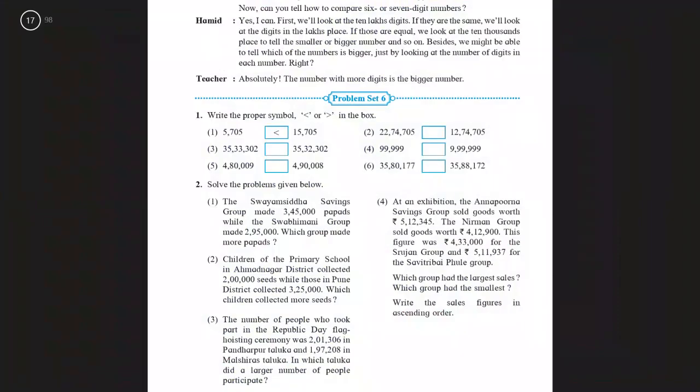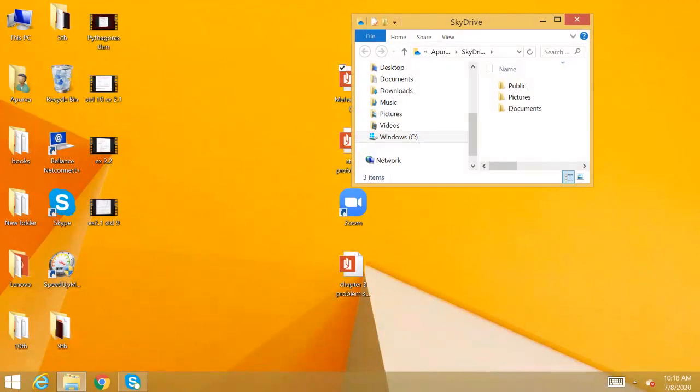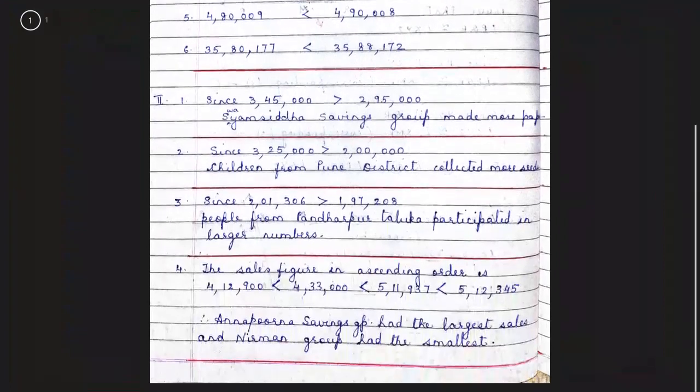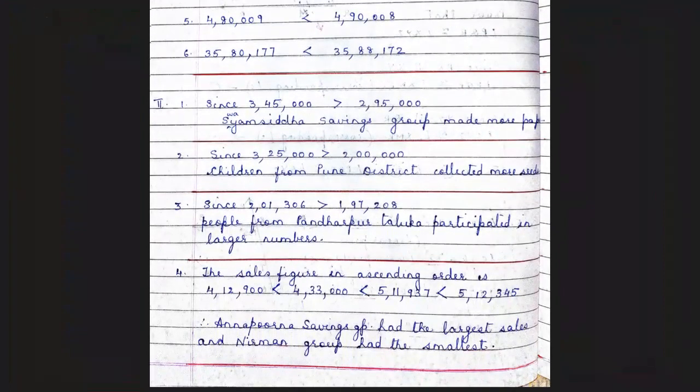Question number 2. These are word problems, but again, you just need to understand and should be able to identify the bigger number from the smaller one. The Swayam Siddha Savings Group made 3,45,000 papads while the Swabhimani Group made 2,95,000. Which group made more papads? Now, when you look at both the numbers, 3,45,000 and 2,95,000, you understand that 3,45,000 is greater than 2,95,000, and therefore Swayam Siddha Savings Group made more papads.